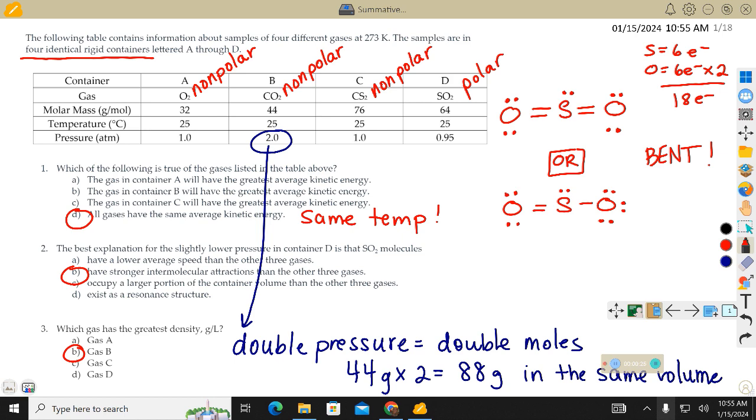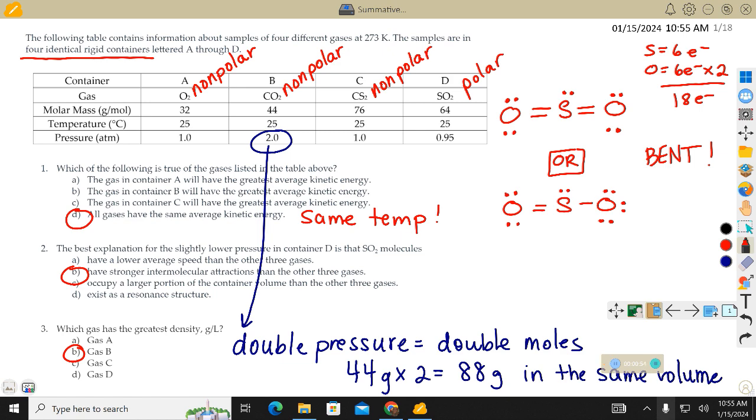Question 1 says, which of the following is true of the gases listed in the table above? They're in reference to average kinetic energy, which is measured by temperature. So as long as the gases are at the same temperature, they have the same average kinetic energy. Now that may not translate into the same speed. Speed will depend on the mass of the particles, but average kinetic energy is temperature.